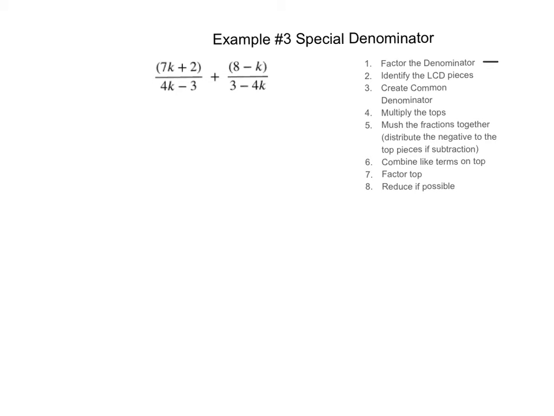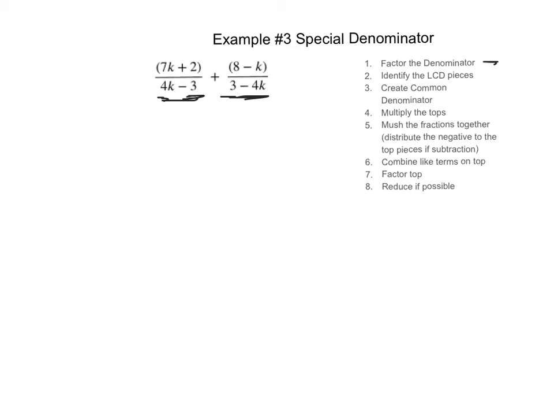Okay, so step number 1, factor the denominator. And believe it or not, there is factoring to do here. Because notice how this and this, they're kind of the same. But the pieces are written backwards and the signs are opposite of each other. So this is a positive 4k, this is a negative 4k. This is negative 3, this is positive 3.